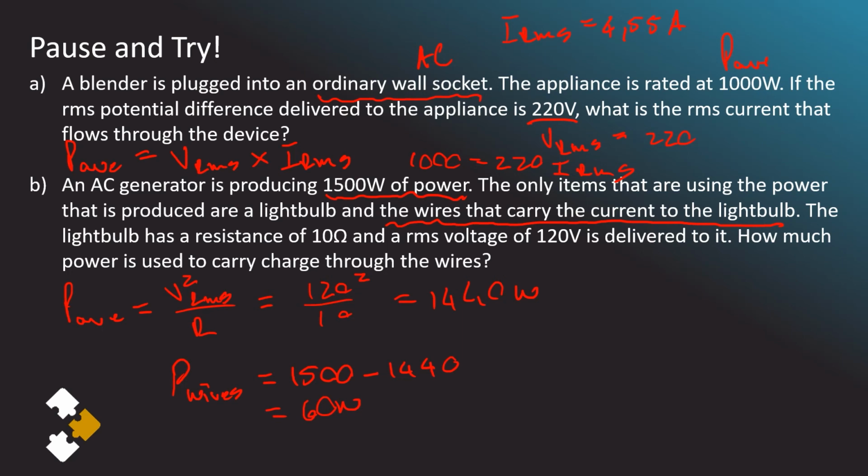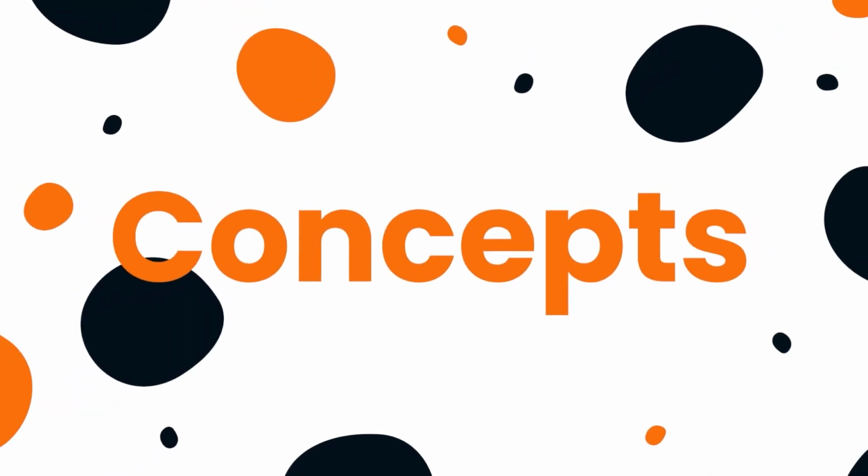So what does that mean? Well, since power is equal to the rate at which work is done, 60 watts then means that we are losing 60 joules of energy for every second that this generator is operating. So 60 joules of energy is being used basically to heat up the wires, because that's where the energy goes when we lose it, when we transport things through wires.